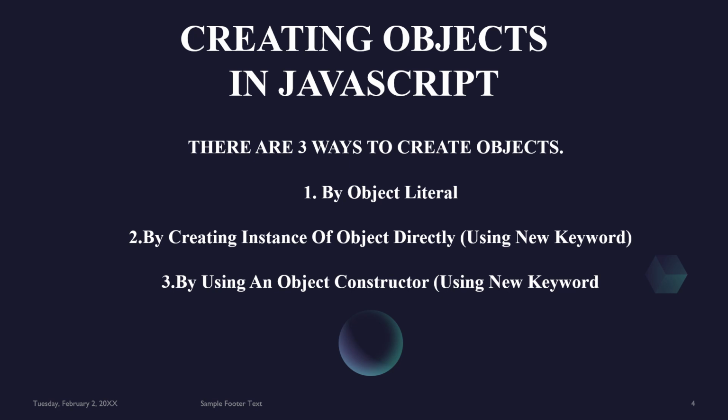Creating objects in JavaScript. There are three ways to create objects: by object literal, by creating an instance of an object directly using the new keyword, and by using an object constructor using the new keyword.